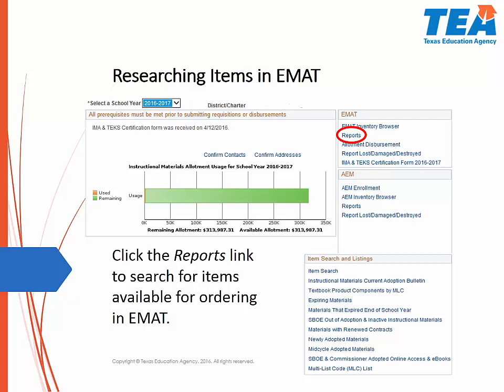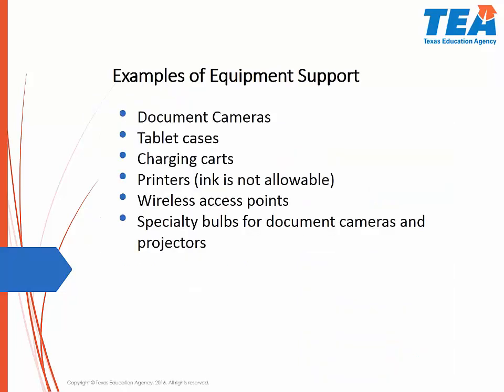In a technological equipment disbursement request, there is a category for equipment support. Some items that would be in the equipment support category would be document cameras, tablet cases, charging carts, printers, wireless access points, or specialty bulbs for document cameras and projectors.